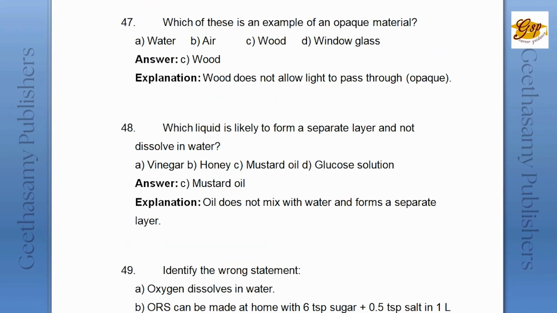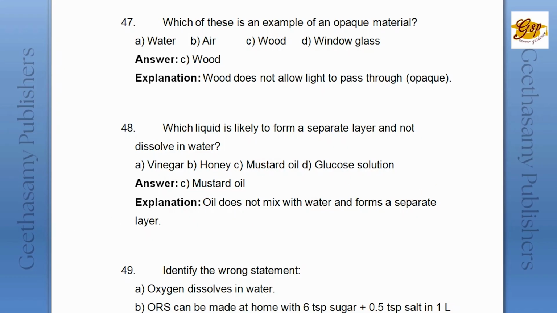48th question. Which liquid is likely to form a separate layer and not dissolve in water? Vinegar, honey, mustard oil, and glucose solution. It is C, mustard oil, because oil does not mix with water and forms a separate layer.